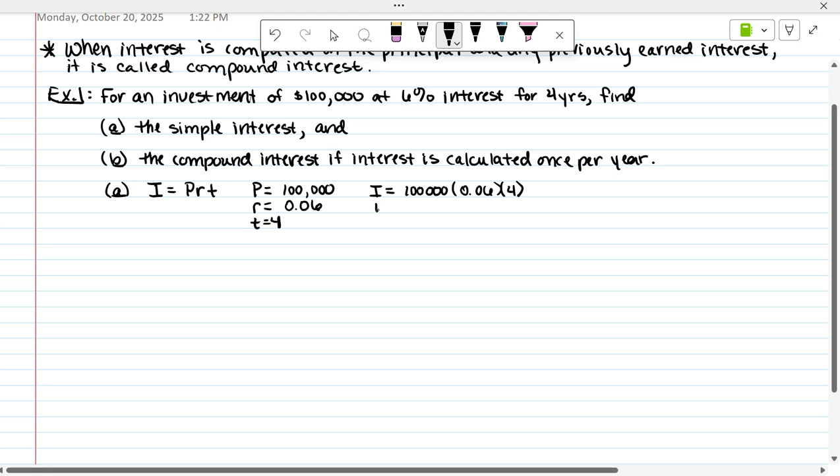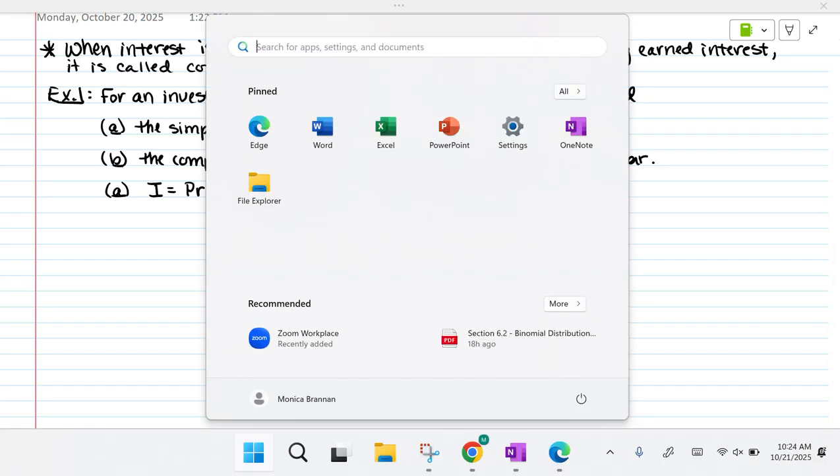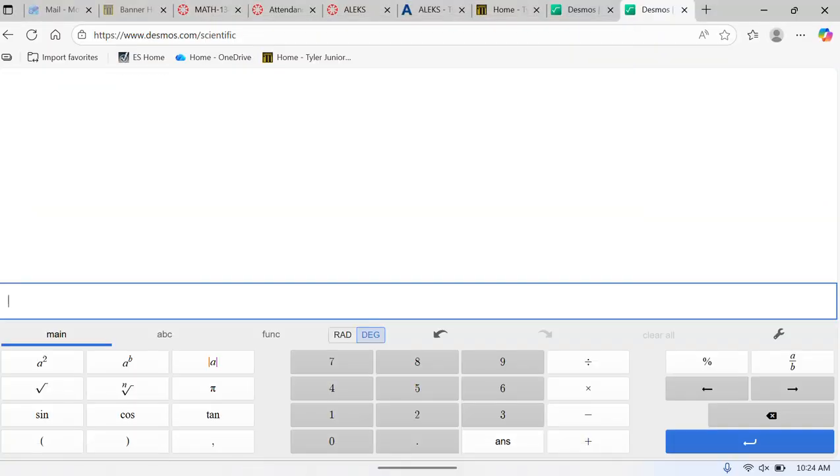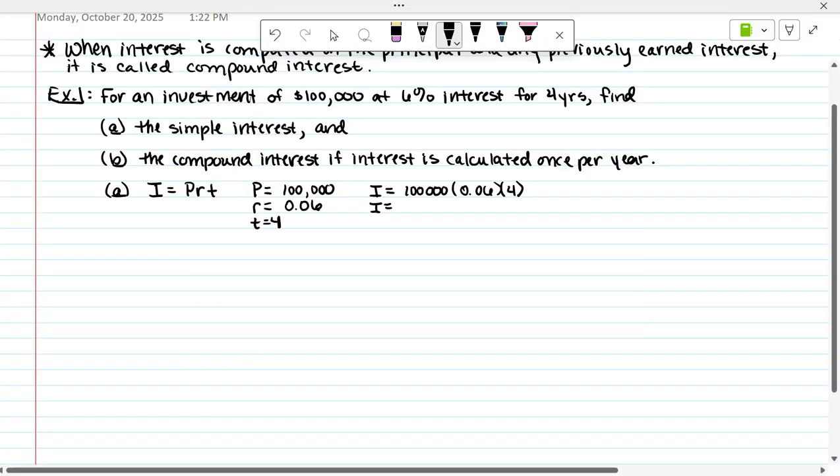When I put that in my calculator, and you can use your multi-view or scientific calculator, whichever you need to, I've got 100,000 times 0.06 times 4. And you see right over there in the corner, it gives me 24,000, correct? So I get $24,000 in simple interest. That's what we would earn.